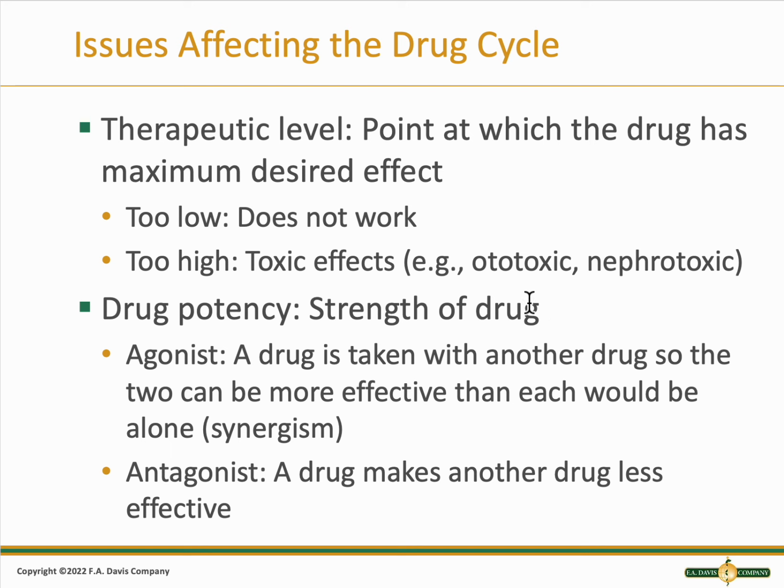And then in addition, we have these new terms, I believe, for you, which are called agonist and antagonist. If these two don't make sense to start, we will definitely be talking about them more as we move forward. But agonists are drugs that are taken together so that the two can be more effective than either of them would be alone.